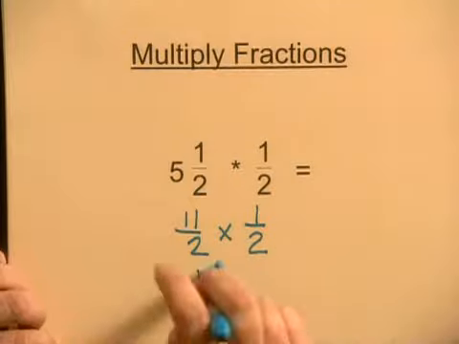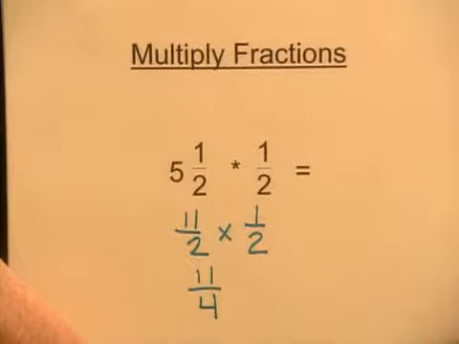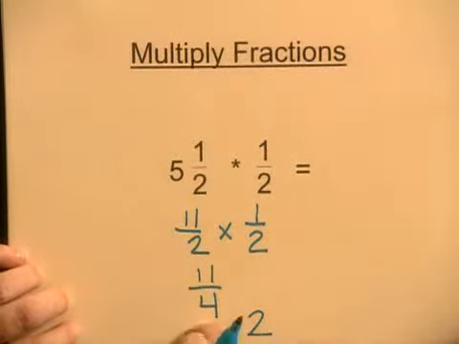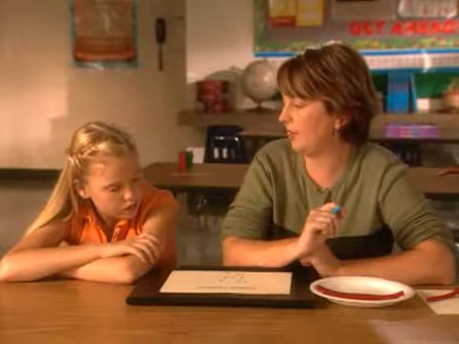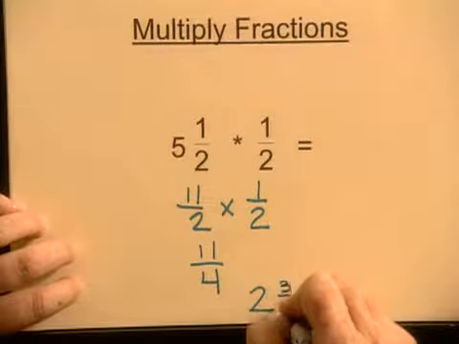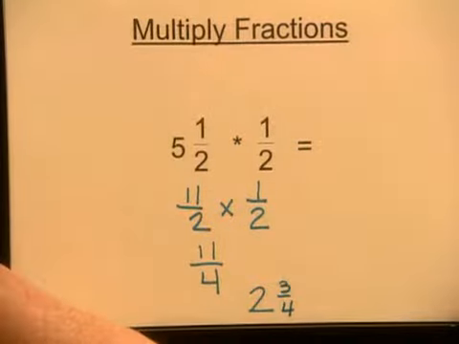Let's write that back as a mixed number. How many 4s are in 11? 2. If we have 2 wholes, how many parts do we have left? 3. So 2 and 3/4 is how many licorice sticks each one of us gets. Sounds good? Sounds good. Okay, so we can take our 2 and 3/4 and turn that into a division problem to find out how many we started with.